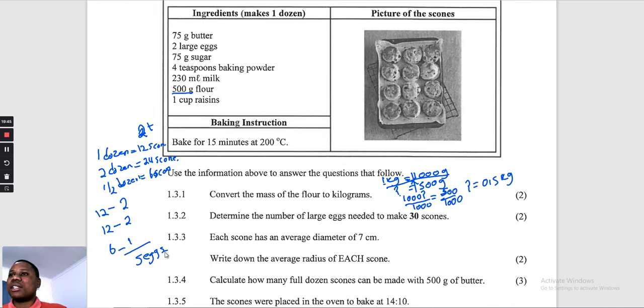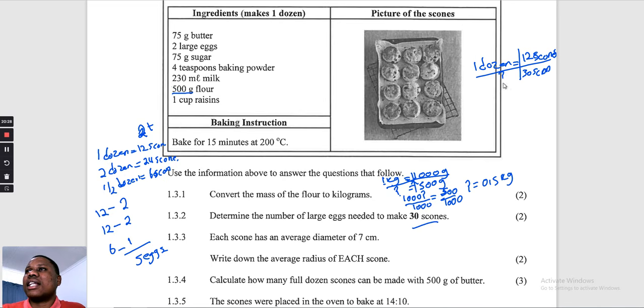Okay, so I'm also going to do it in another way, where we can also use cross multiplication. Let's do it this way: 1 dozen is equal to 12 scones. Therefore, now we check. We are given 30 scones, meaning that we're going to have 30 scones here.